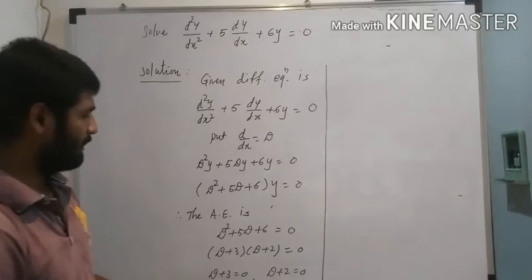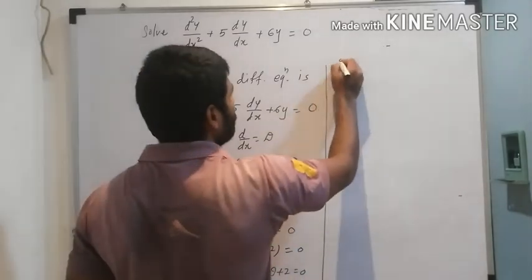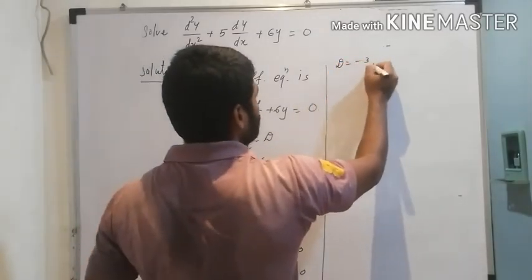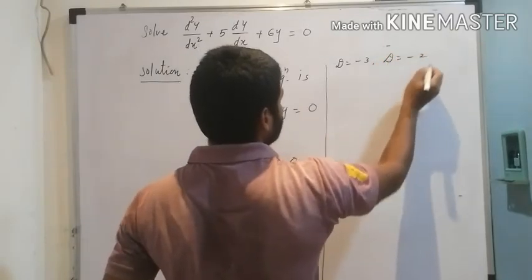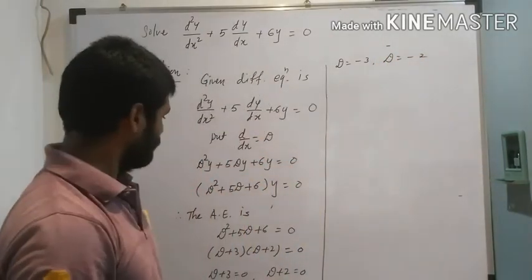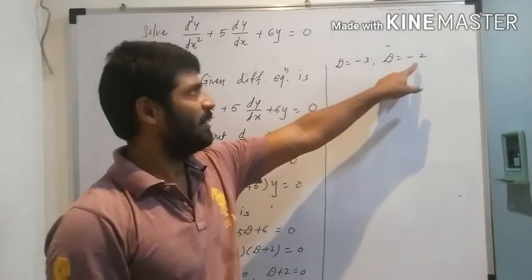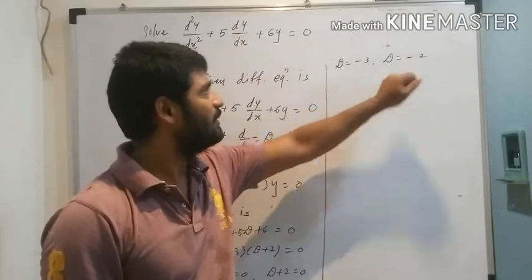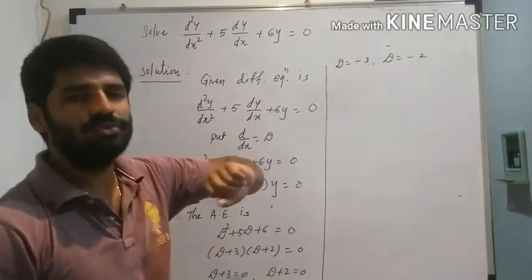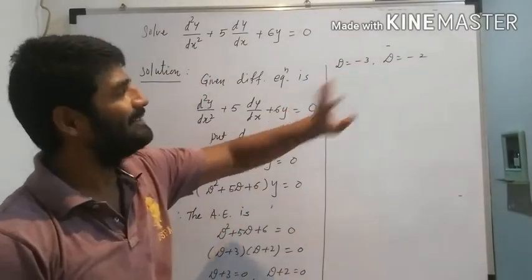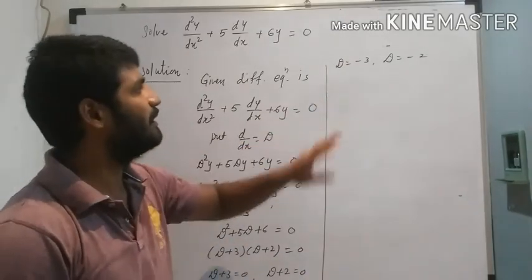So these are the linear factors. Therefore d is equal to minus 3 and d is equal to minus 2. So these are the roots of the auxiliary equation. Observe the roots: minus 3 and minus 2, two roots. If we observe these roots, we get roots are real and distinct, not the same, different roots and real.